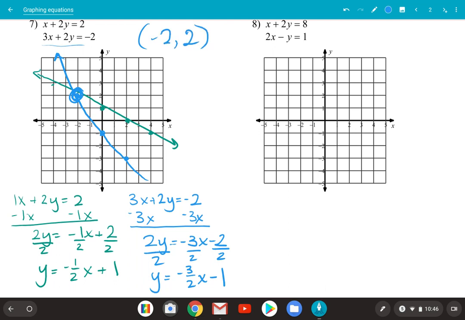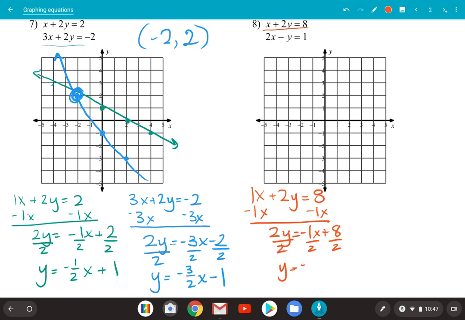All right, next one. Let's start with the first one. X plus 2y equals 8. Remember, put a 1 in front of it. So minus the 1x. 2y equals -1x plus 8. Divide by 2 equals -1/2 x plus 4.